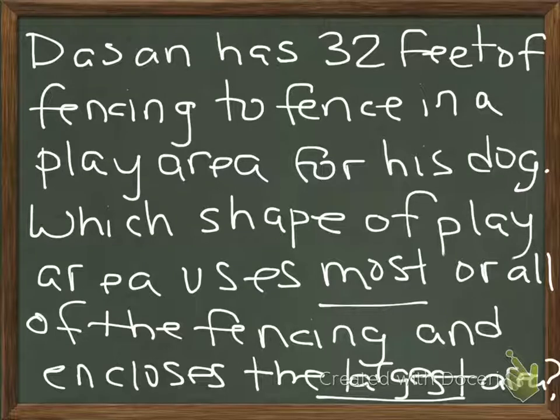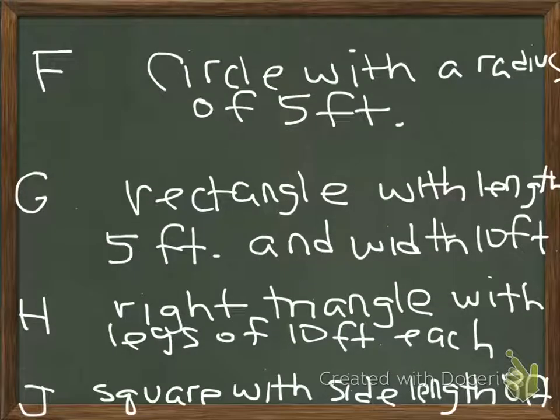So really they're asking for the largest perimeter and largest area. So we need to figure out of these 4 options which one gives us the largest area. I would do that first. So if we do each area formula, we have circle for F, that's going to be pi r squared, and our radius is 5, so 25 times pi. That gives us 78.5, so keep that in mind.